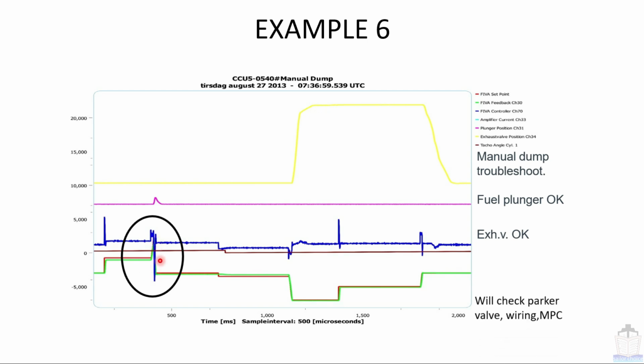So what will we do? We will check the Parker valve, wiring and MPC channel number 70. We will not check channel number 30 because channel number 30 is functioning properly without any issue. But this channel number 70 is not behaving properly. Although the alarm is not generating and the engine is running without any issue, later on it will create a problem. So first of all, we will check this Parker valve, wiring, MPC channel number 70 and the MPC of CCU 5.